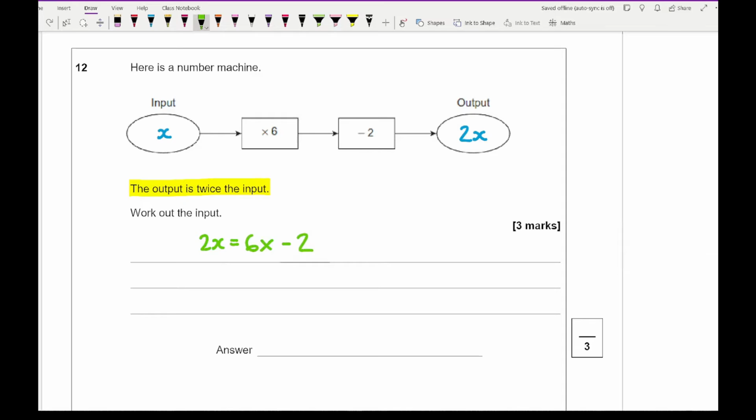So what we end up with is, if we take the 2x over to this side, we end up with 0 equals 4x minus 2. We then take the 2 over to the other side, so we end up with 2 equals 4x. And then if we divide both sides by 4, we get half equals x. So x equals a half.